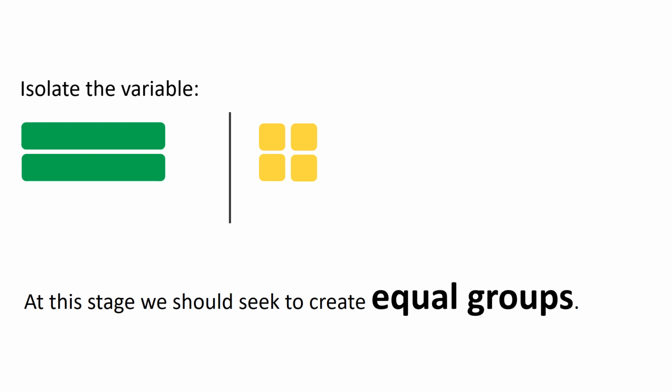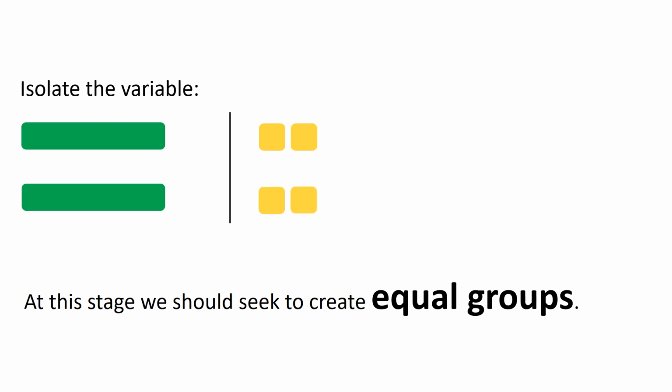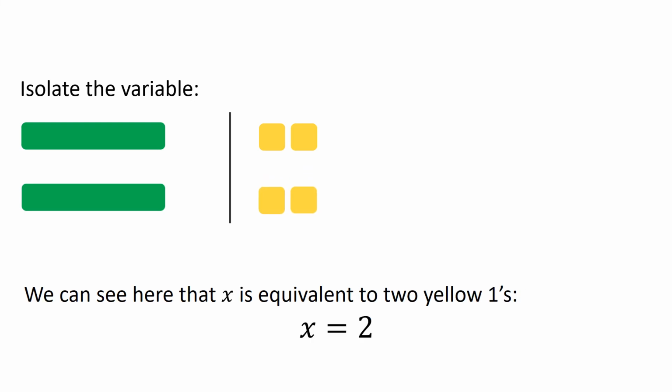So at this stage we would create equal groups. So I'm just going to share the 2 x's and split them up. I'm going to share the 4 yellows, the 4 positives, equally between the 2 groups. And we can see that each group has exactly the same, x equals 2. And that's what we want. We want to have these equal groups to work out what one of these x bars actually represents numerically.